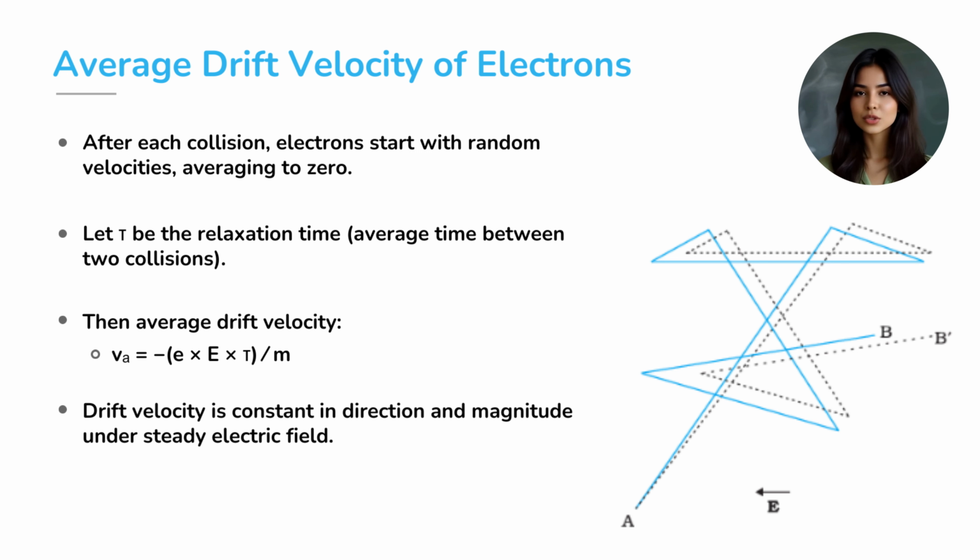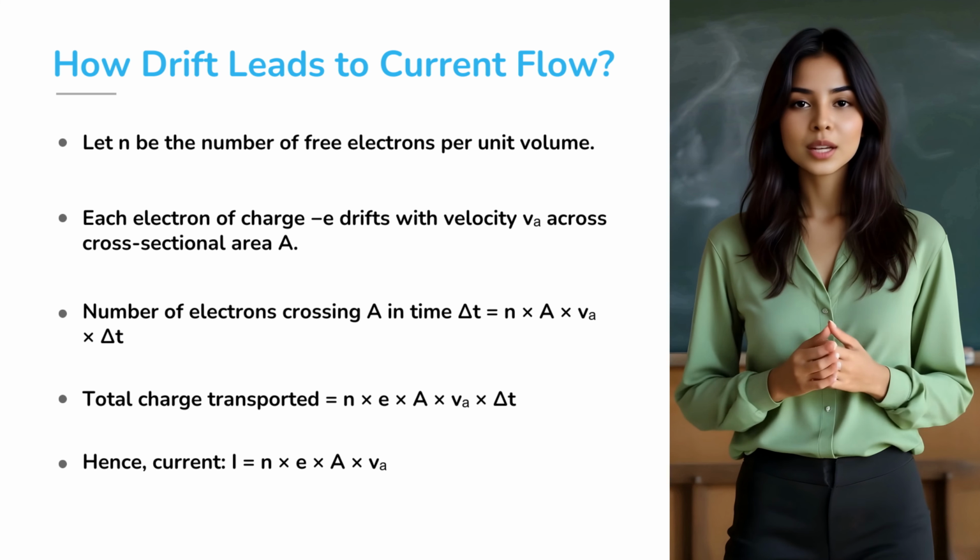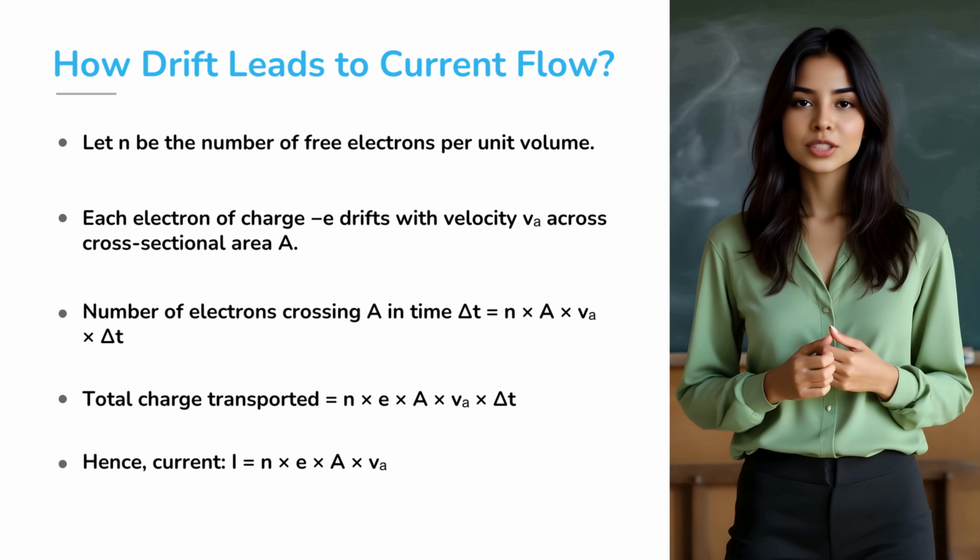Then, we define drift velocity as V sub d equals minus e times E times tau divided by m. This means that each electron drifts slightly in the direction opposite to the electric field. And this slow, steady drift, though small, is what produces electric current. In the diagram from your textbook, we see how the electrons, after multiple collisions, show a slight shift forward, the drift. Let's now connect drift to something measurable: electric current.